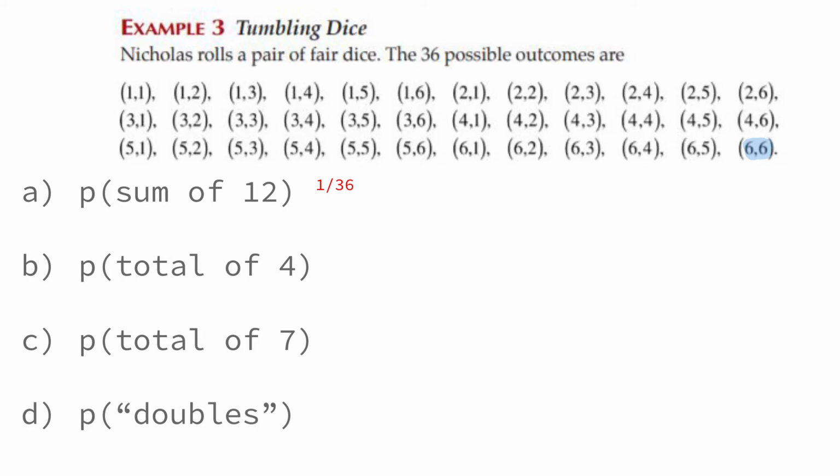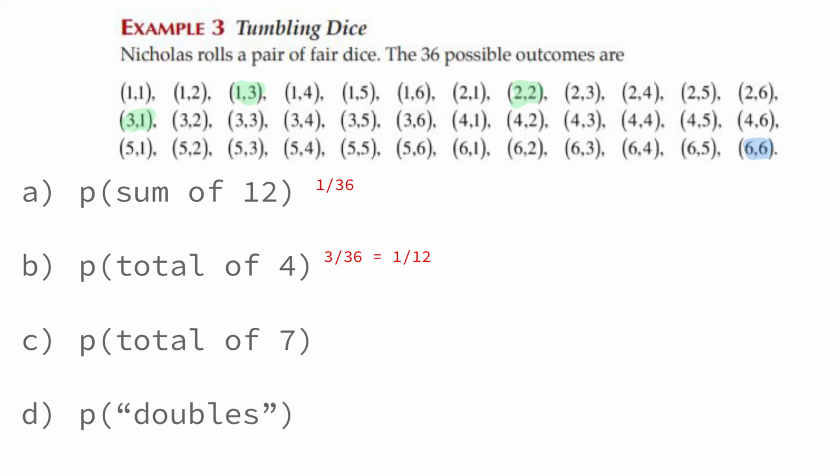Okay, what about adding up to a total of 4? Well, we're going to have this one here. We're going to have this one. We're going to have this one. And that is it. So that's just a total of 3 out of 36, which reduces down to 1 out of 12.